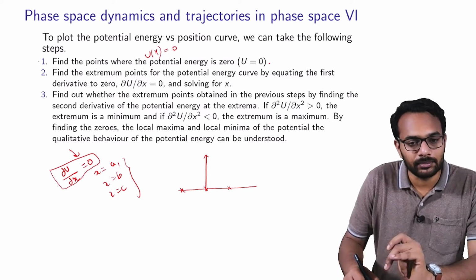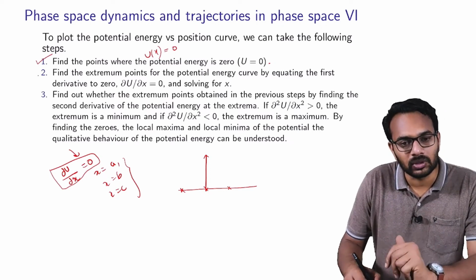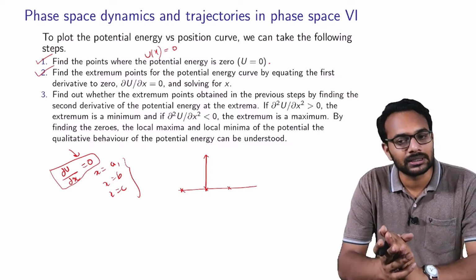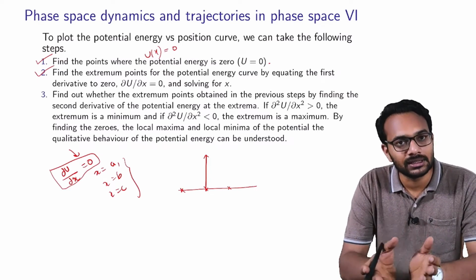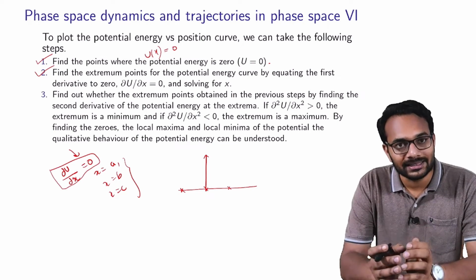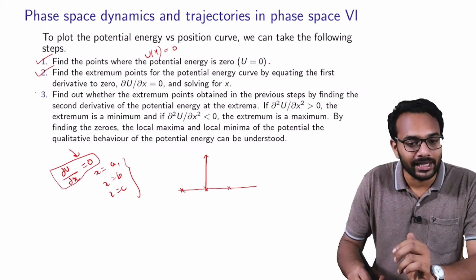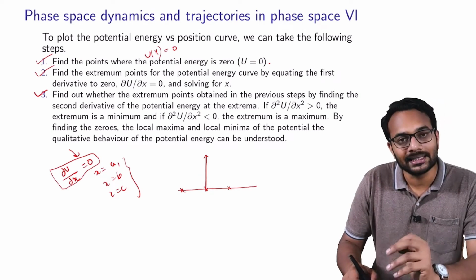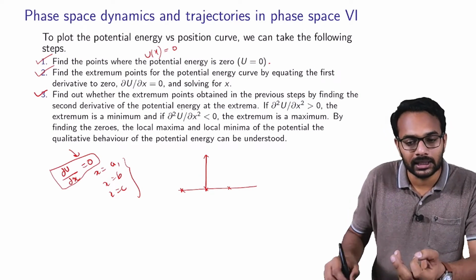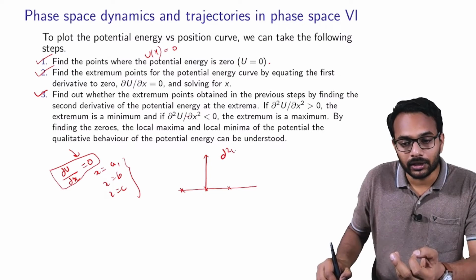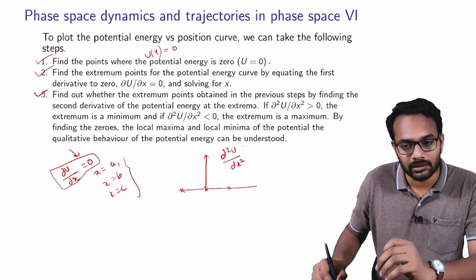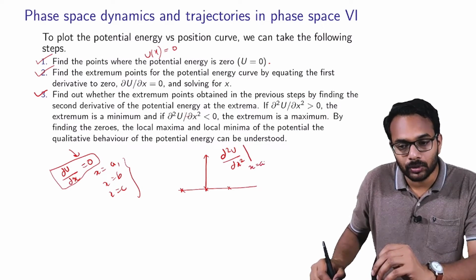So the first step is to find the zeros of the potential energy. The second step is to find the extremum points for the potential energy curve by equating the first derivative to 0. We have got the extremum points. The next step is to find whether these extremum points are maxima or minima. What do you do for that? You find d²U/dx², the second derivative, and put x equal to a.